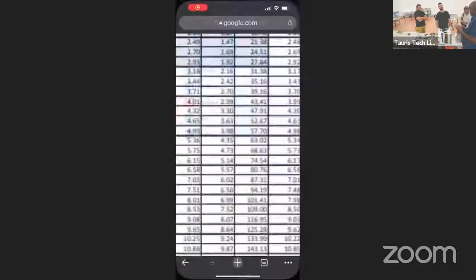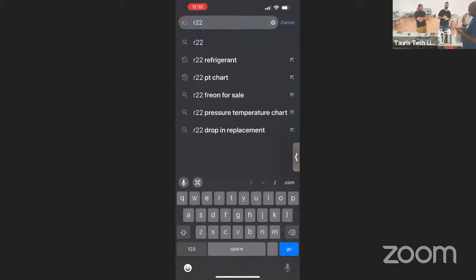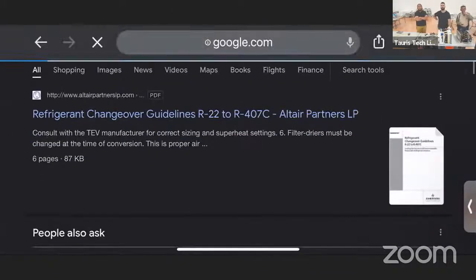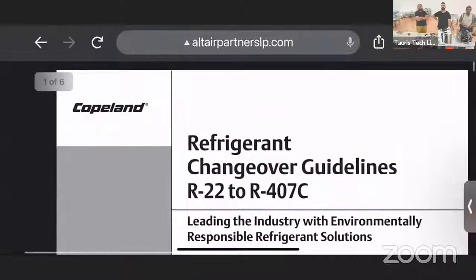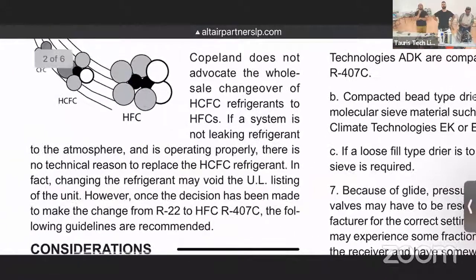The problem with the R22 to 407 conversion. Now, Copeland is a company that makes compressors. As a matter of fact, a lot of makers like York and big chiller makers used to use Copeland compressors. So if we're doing a changeover, number one is saying they do not advocate the changeover from HCFC to HFC. So 407C is an HFC. HCFC has chlorine, HFC has no chlorine.